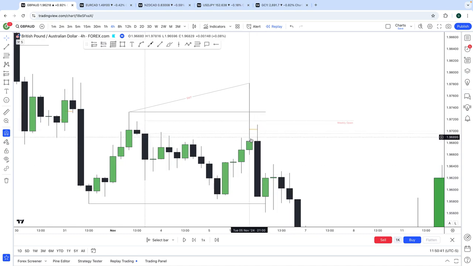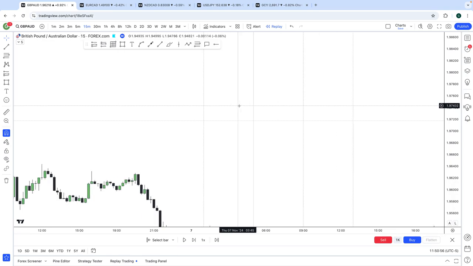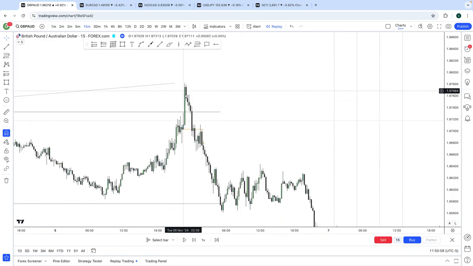Open, high, low, close. What are we going to look for inside this candle? It's a long wick. So what do we want to look for? A reversal signature, SMT, and a CSD. So we have the SMT. Do we have a CSD? Let's go check. Yes, we have a CSD.